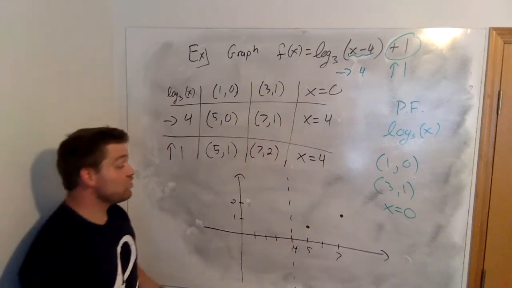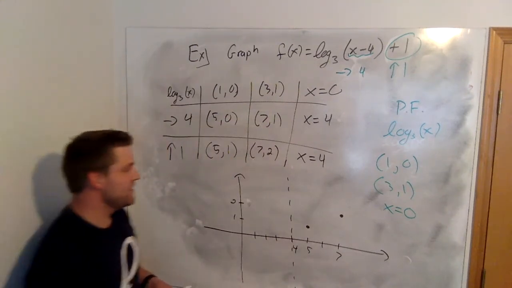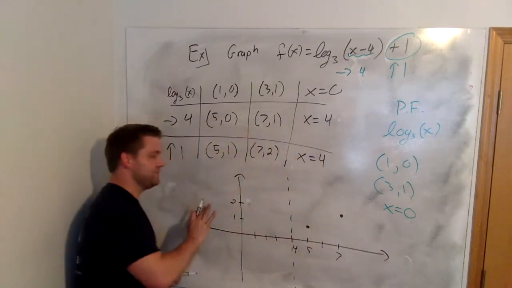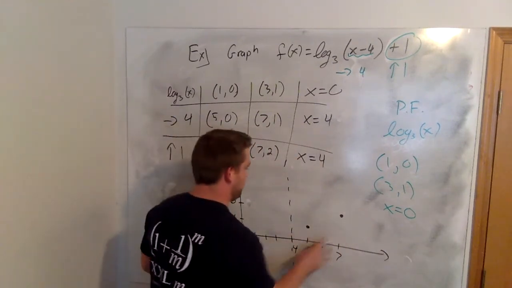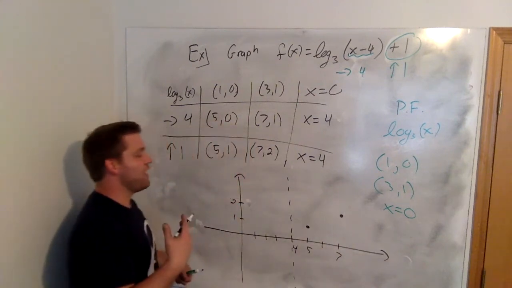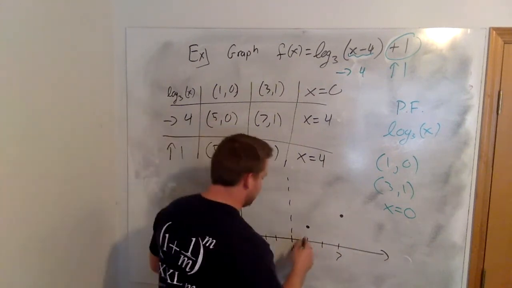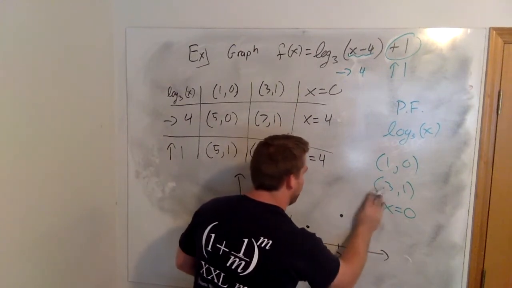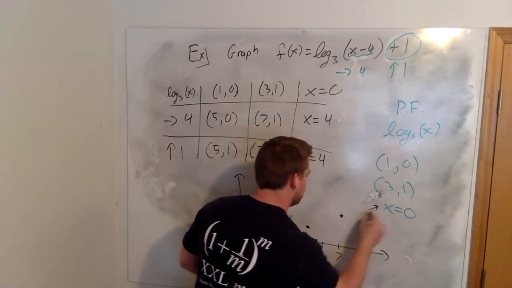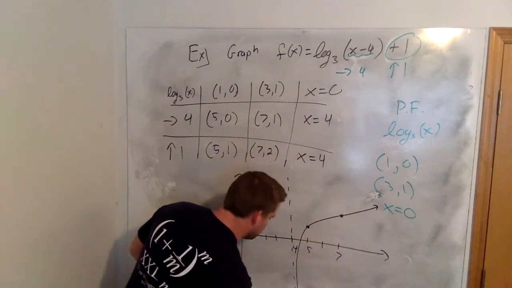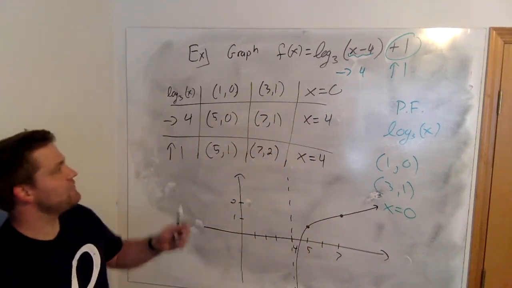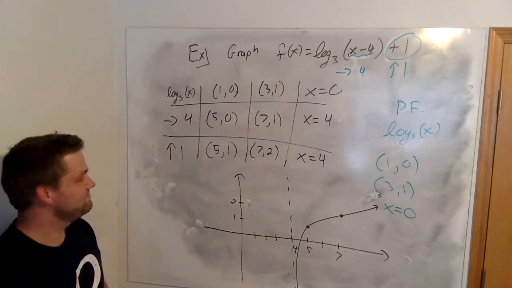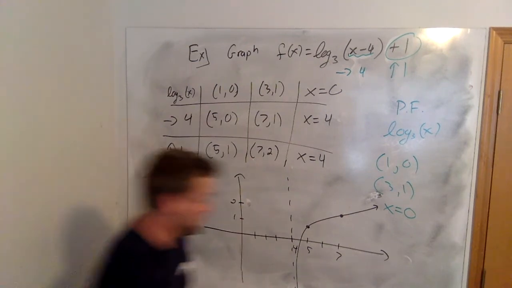Now in this case, for logarithmic functions, they'll either always be on the right side of the asymptote or the left side of the asymptote. In this case, since these points are on the right side of the asymptote, the entire graph will be on the right side of the asymptote. Okay, so what we're going to have here is this graph. These points should kind of guide us. We have that the graph of this function will look like this. Here's the graph of log base 3 of x minus 4 plus 1. Let's do another example.